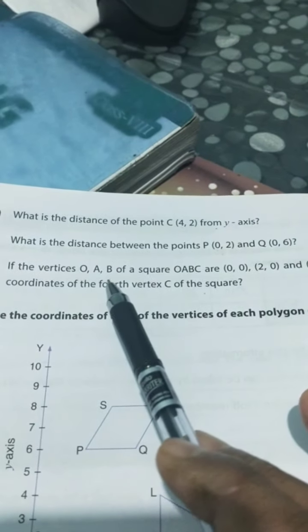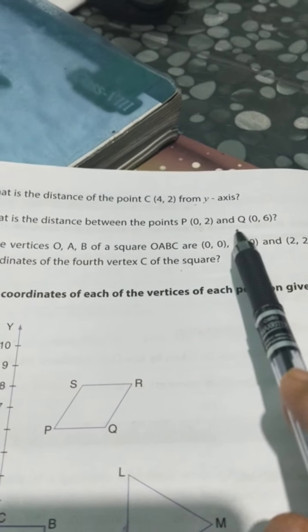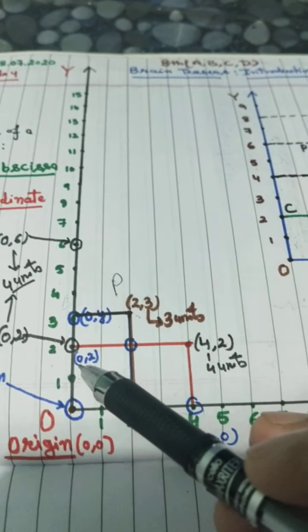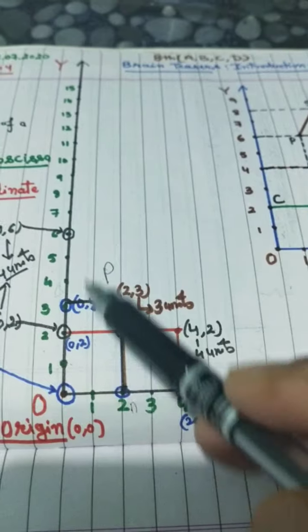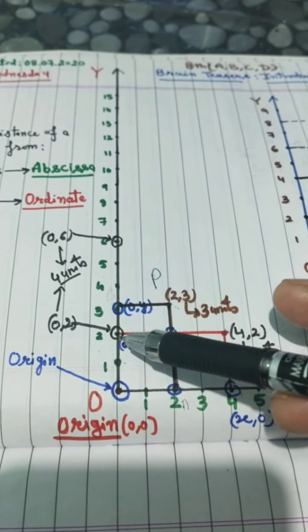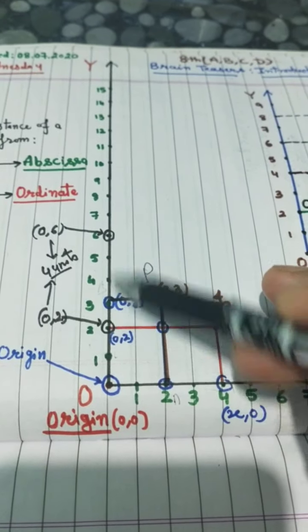What is the distance between the points P (0, 2) and (0, 6)? For (0, 2), the x coordinate is 0, y is 2. For (0, 6), the x coordinate is 0, y is 6. What is the distance? Count from 2 to 6: 3, 4, 5, 6. Again 4 units. Your answer is 4 units.